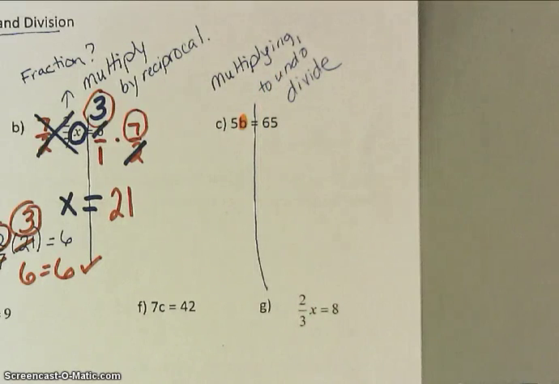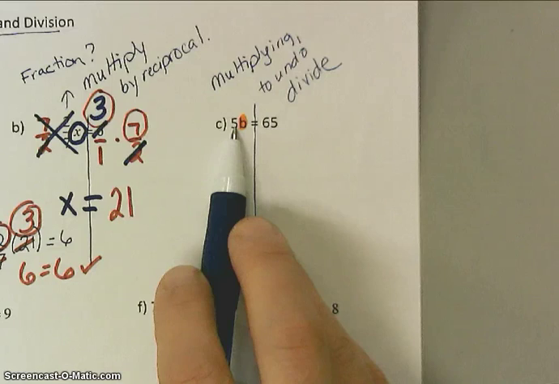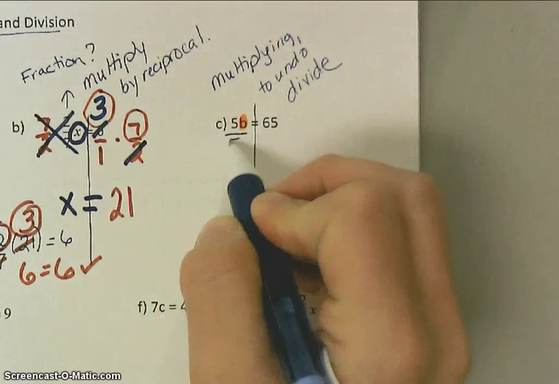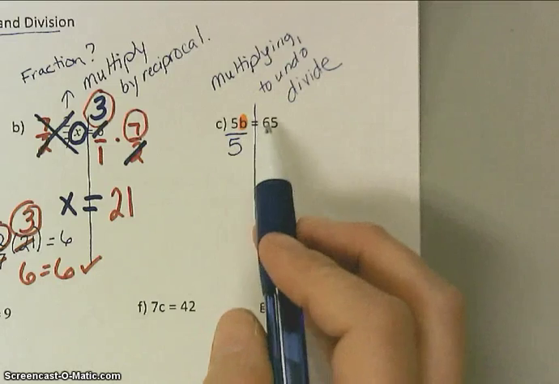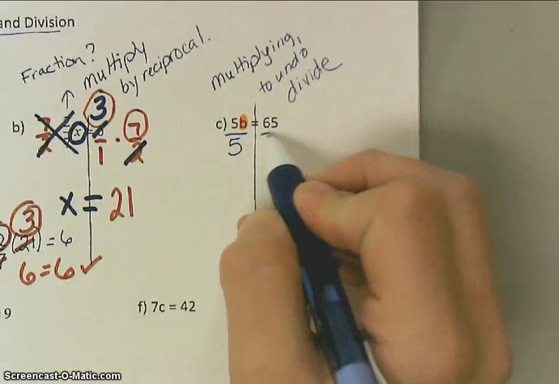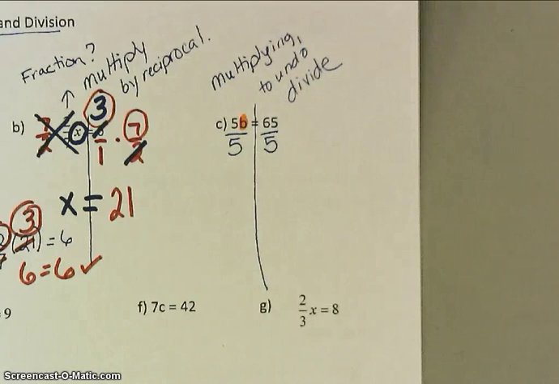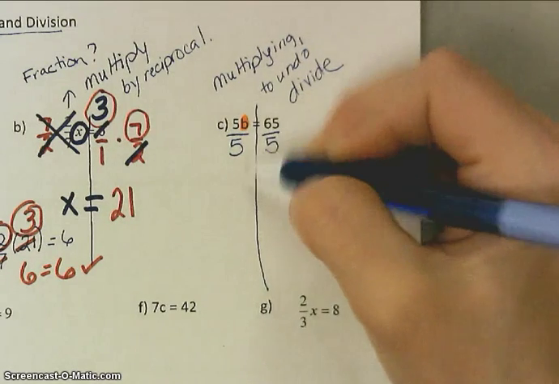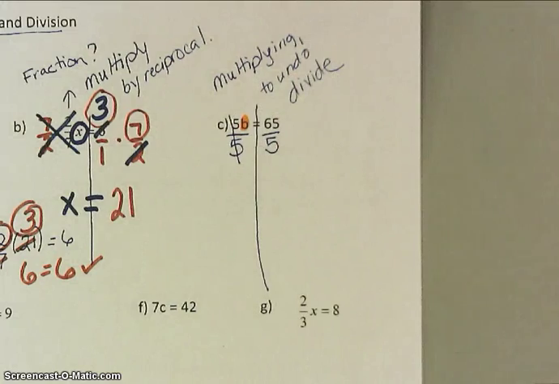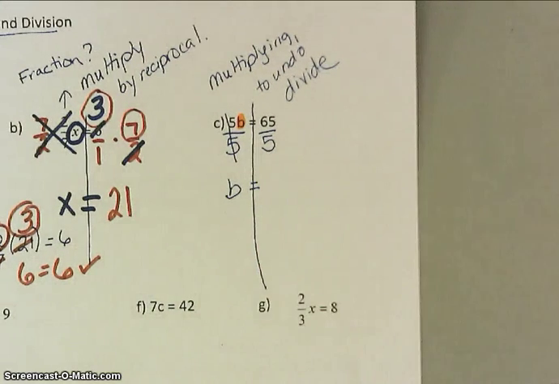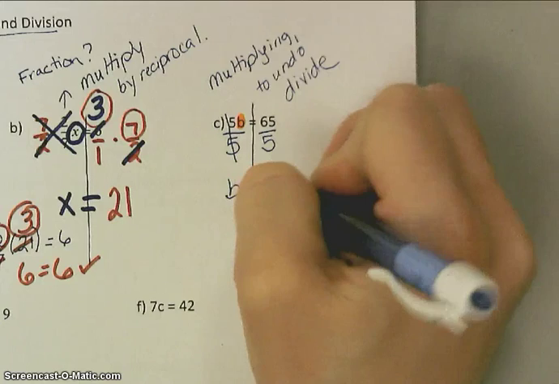So let's go through those steps. Because I'm multiplying by 5, I need to divide by 5. So if I put this over 5, that means 5b divided by 5. And then I have to do the same thing over here. 5b divided by 5. Well, 5 divided by 5, that's just 1, so that goes away, and I have my b left. Okay, and then we need to do 65 divided by 5. Well, if I do that, I get 13.